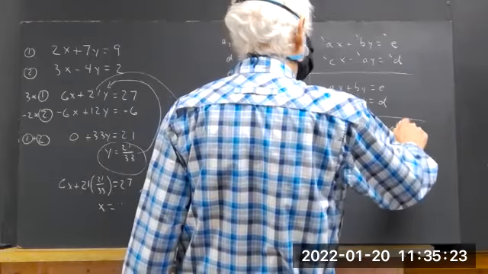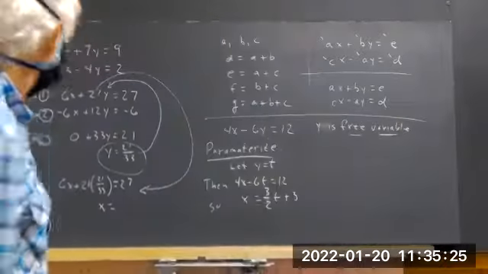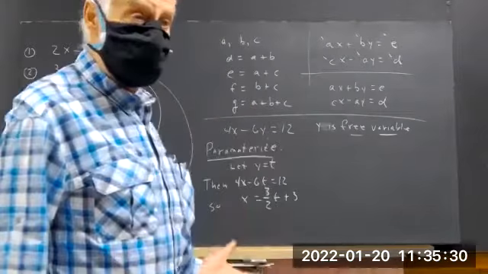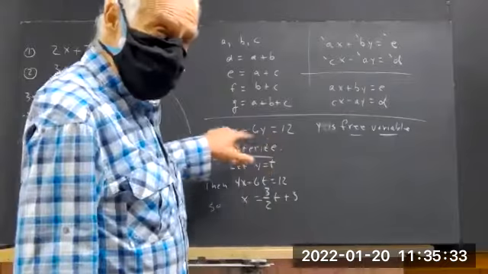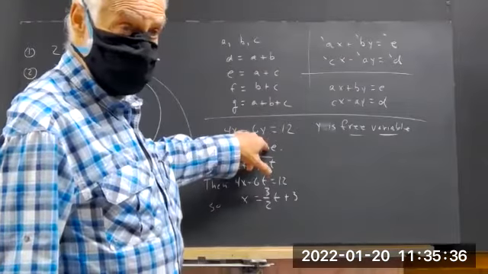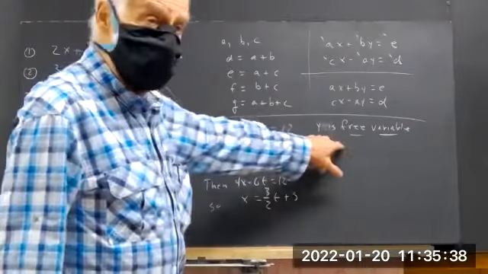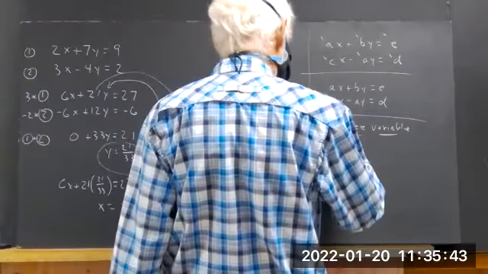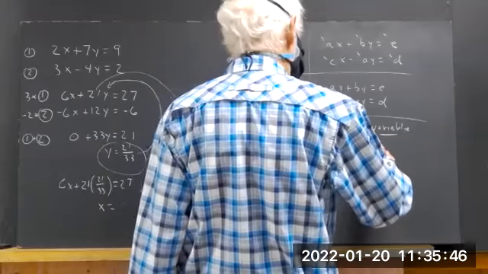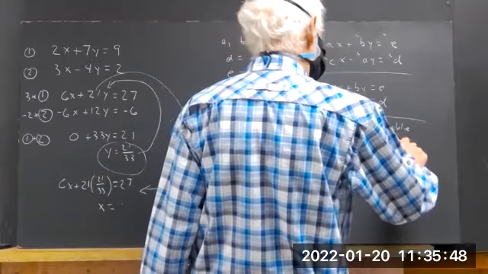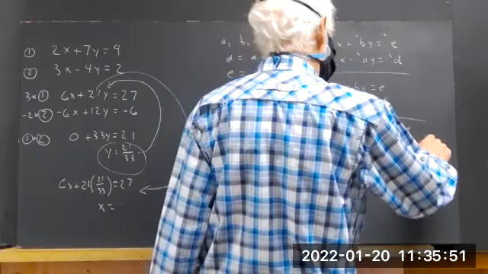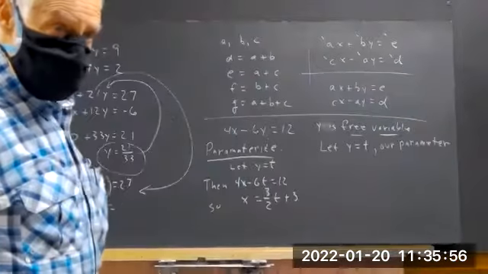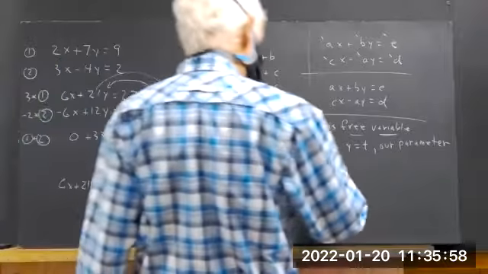You're going to say that y is a free variable. Meaning, we can choose either variable to be free. We've got two variables here. You choose either one, you get a value for the other. We chose y to be the free variable, y equals t, which is then our parameter.